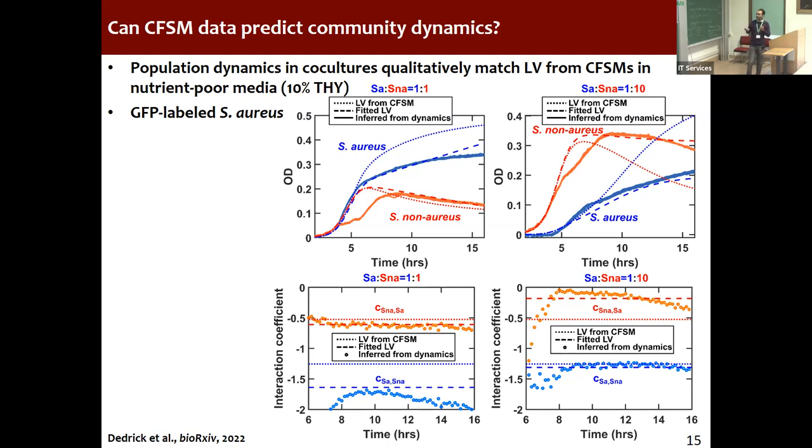And when we compare the interaction coefficients, again, in all of these, we are looking at relatively poor nutrient environment, and the interaction coefficients, both in sign and in relative magnitude, are more or less aligned with what we see in our actual co-culture experiments.